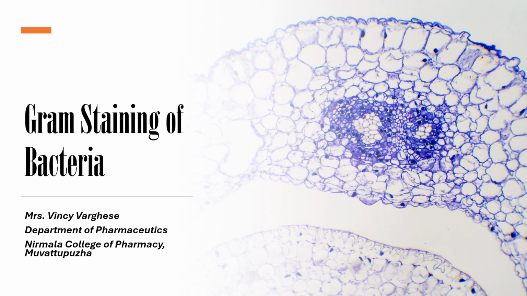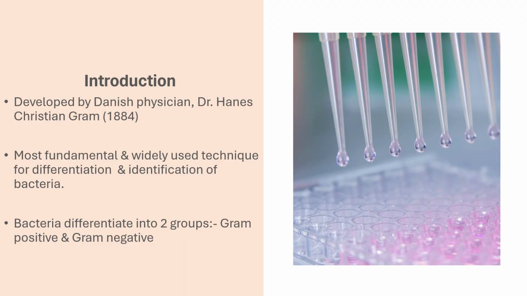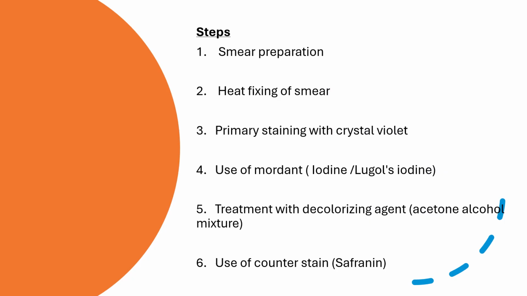Today we will discuss the gram staining of bacteria. This method was first developed by Danish physician Dr. Hans Christian Gram in 1884. And this method is mainly used for the differentiation and identification of bacteria. We can differentiate bacteria based on this gram staining procedure into two groups, gram positive and gram negative.